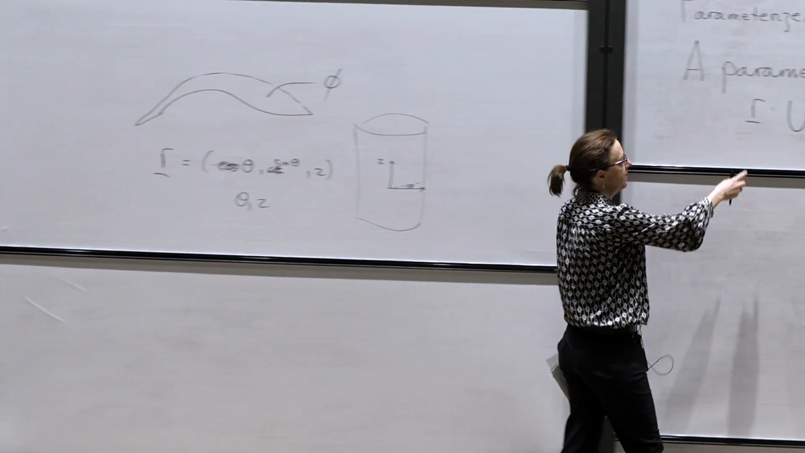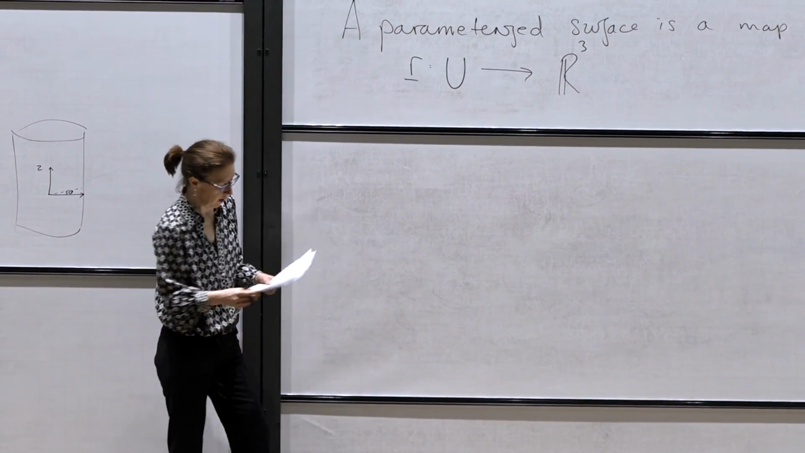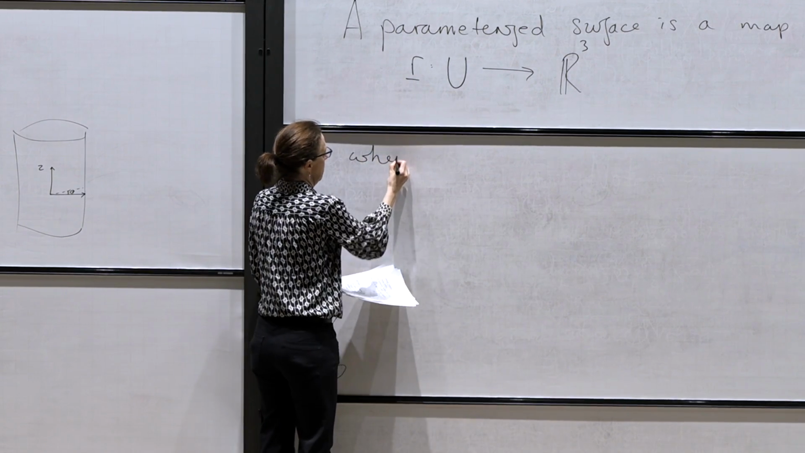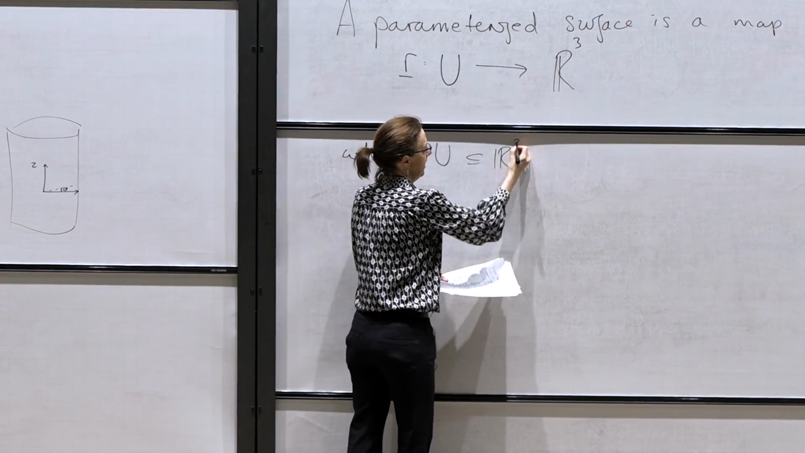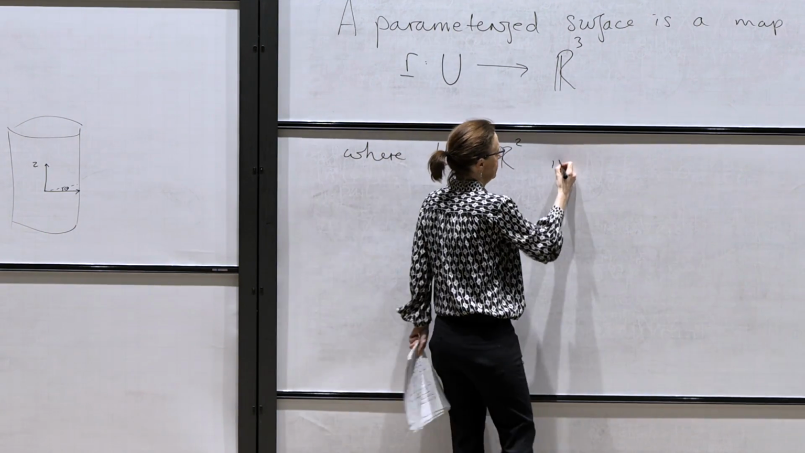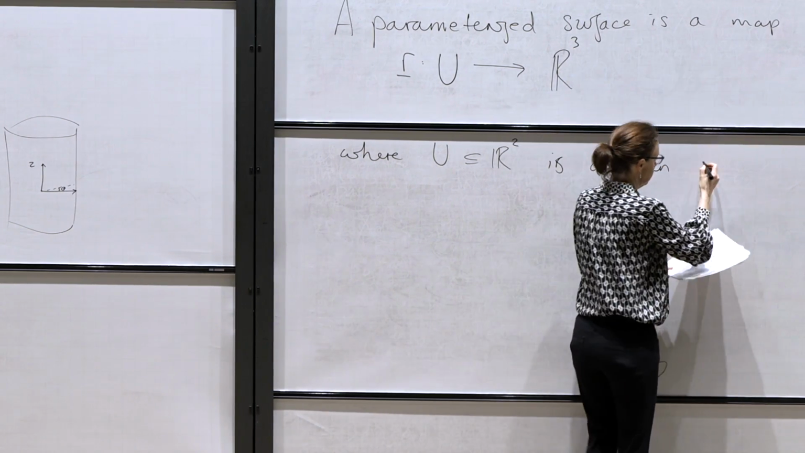Now we can just do it in general for whatever the parameterization might be. So we're just going to be more general and say U, which is in R2, is an open subset.